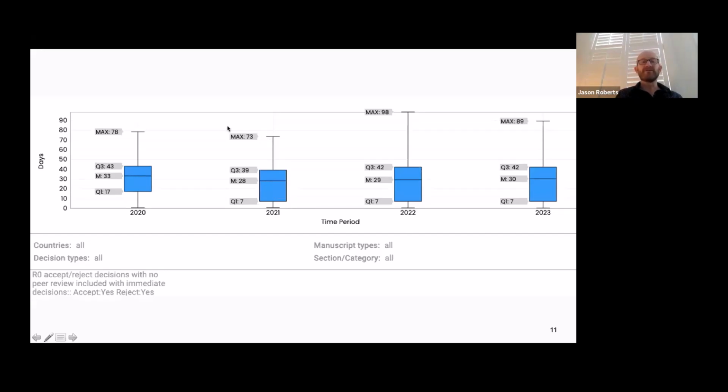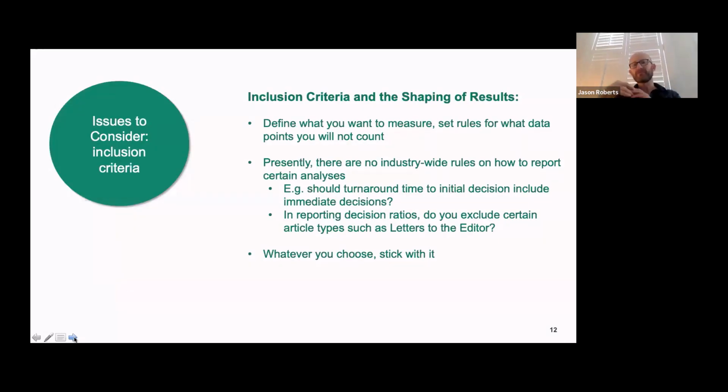This up here, by the way, if you're not really familiar with box plots, is the maximum value. So the slowest paper in 2021 took 73 days. I love this. It's a great visual shortcut to show how well you're performing, be it tracking peer review turnaround times or regular turnaround times for your decisions.